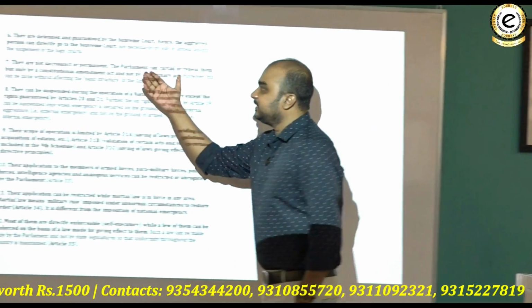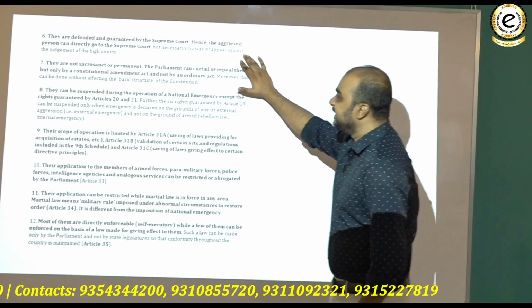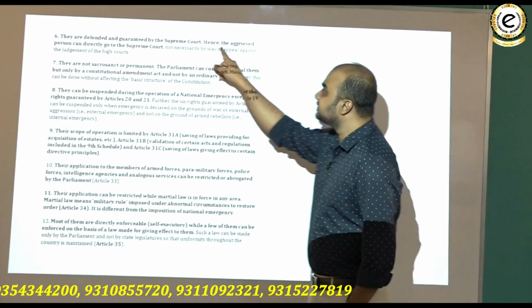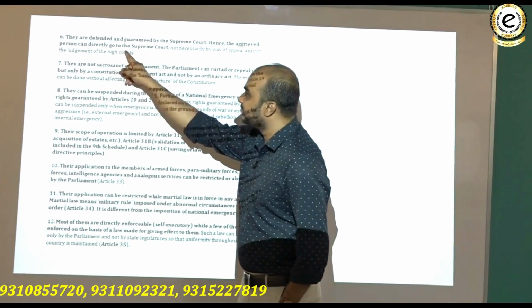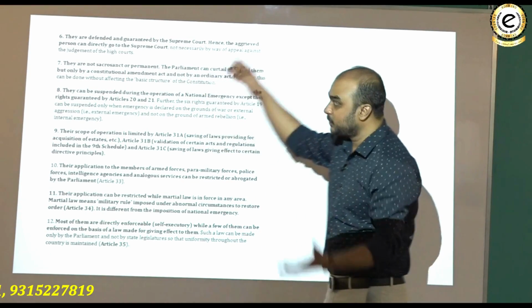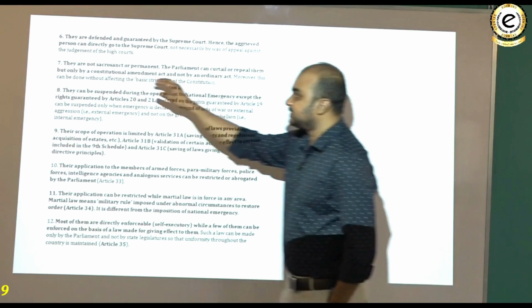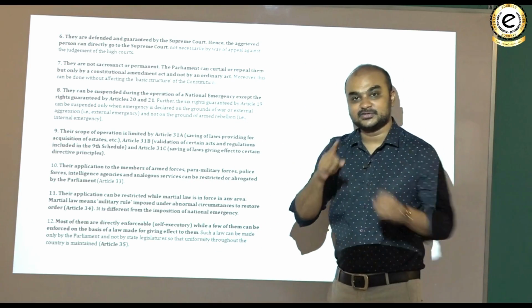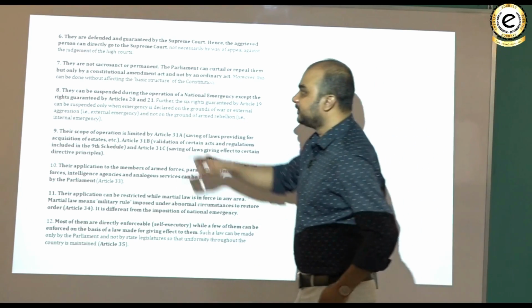Next characteristic is they are defended and guaranteed by the Supreme Court. Hence, the aggrieved person can directly go to the Supreme Court. That is the right to constitutional remedy, which is contained in Article 32, which itself is a fundamental right. And remember that Article 32 is also a part of the basic structure of the Indian Constitution.